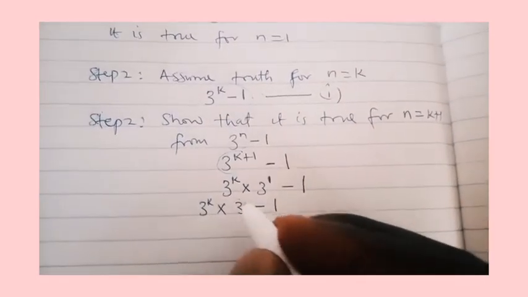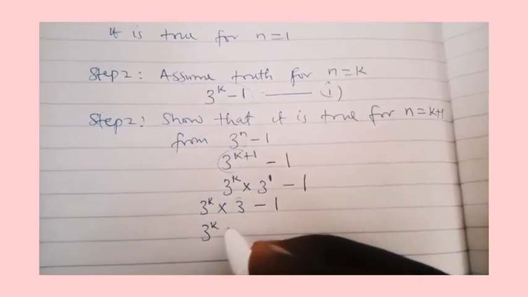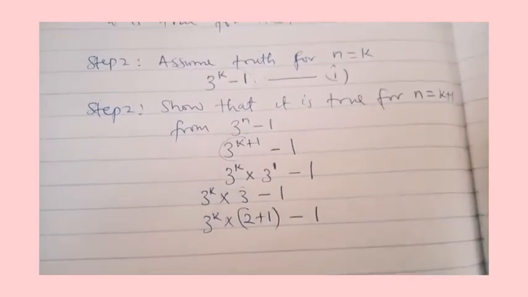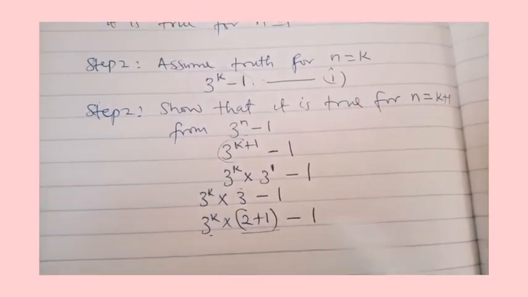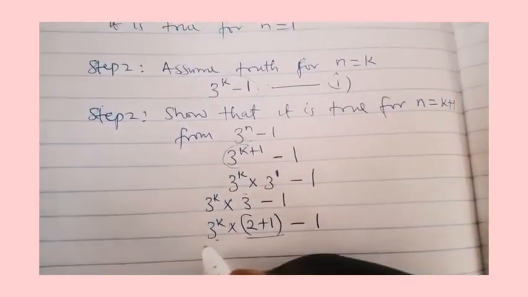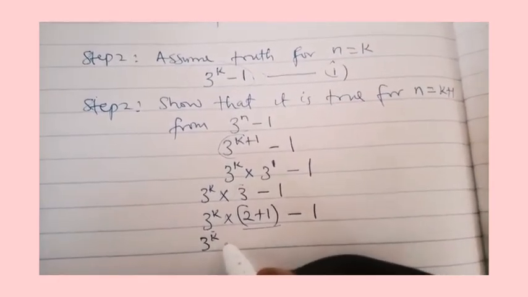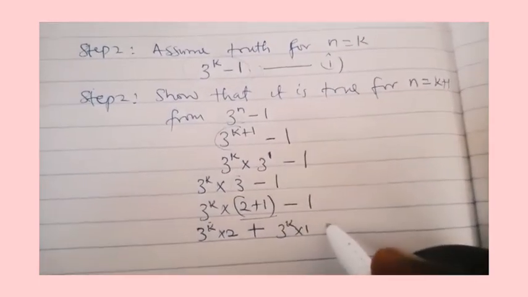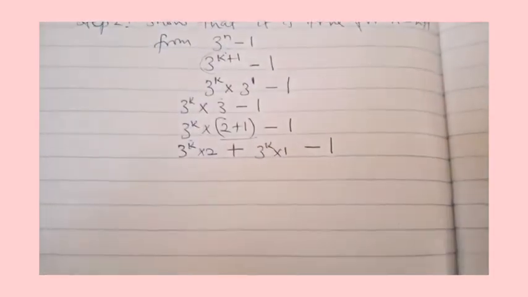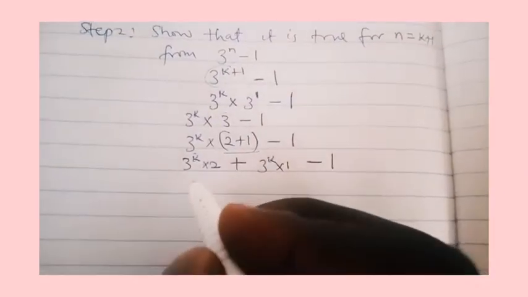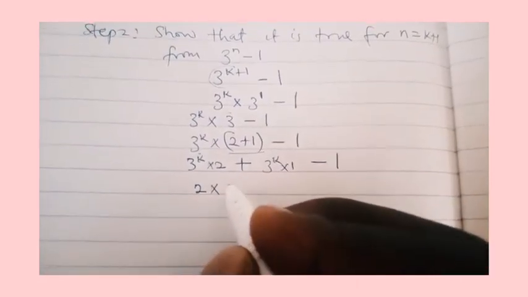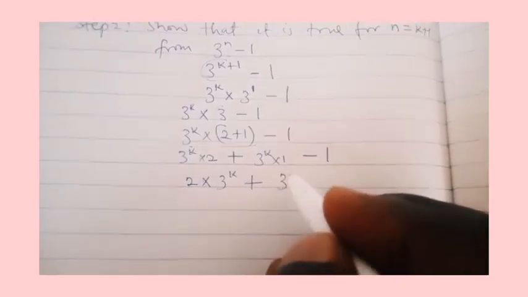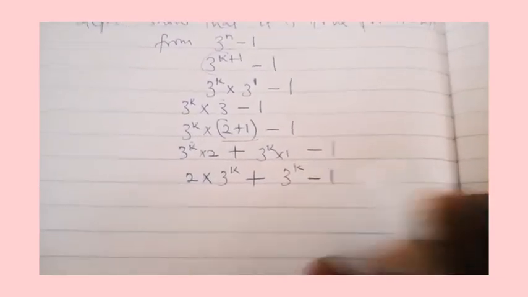Now, watch this 3 here. We can write it as 3 times (2 plus 1) in brackets, minus 1. So we multiply this. If we expand this, we have 3 to the power of k times 2 plus 3 to the power of k times 1, minus 1. Now, let's rearrange this as 2 times 3 to the power of k plus, anything times 1 will not change, so it is 3 raised to the power of k minus 1.